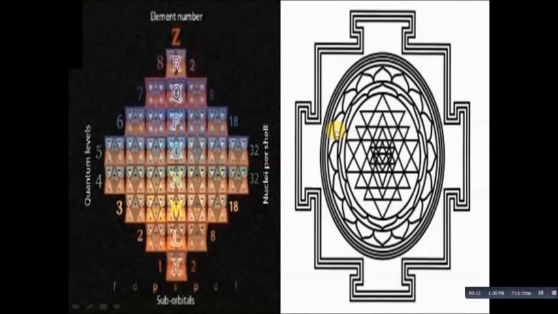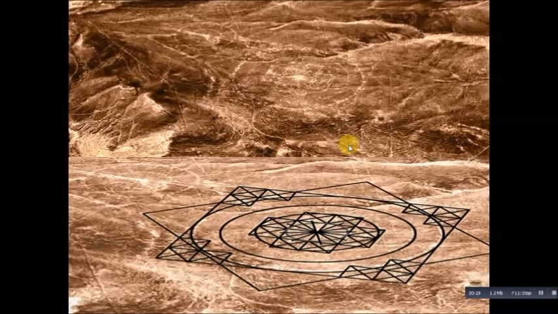On the left, the 3D periodic table viewed from the side. The periodic table represents all elements that the universe is made of. At the top is a drawing in the sand at Nazca, Peru. The bottom highlights the mandala pattern in black. Note the repeating diamond subunits.